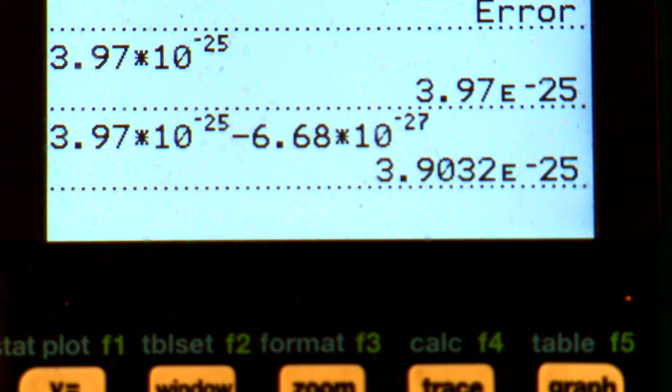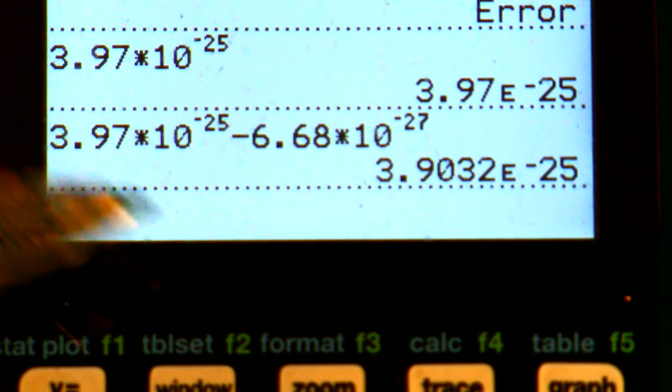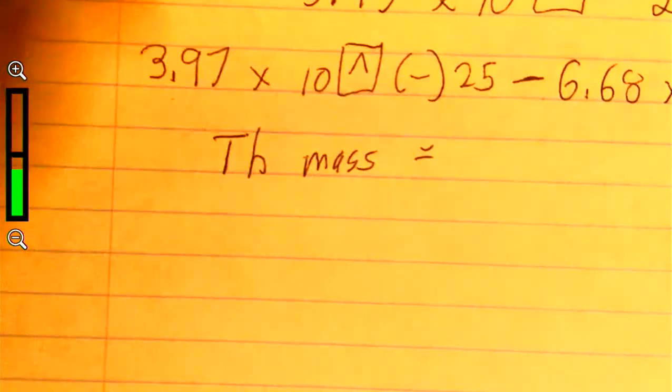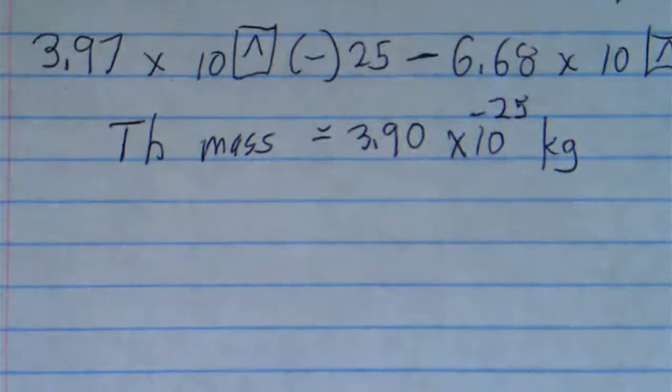Okay, so in this case, even if you did it the wrong way, you will get lucky, I say, and end up with the correct answer. Might as well write down the answer, right? So the thorium mass is 3.90 times 10 to the negative 25th power kilograms.